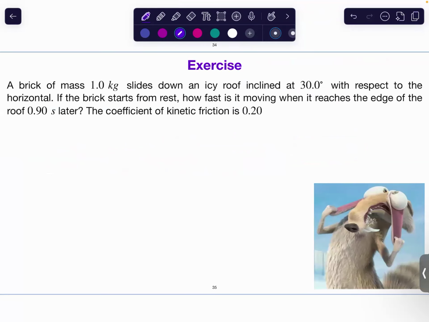So here we're going to be looking at Newton's laws with an object on a slope. A brick of mass 1 kilogram slides down an icy roof inclined 30 degrees. Let's see, if the brick starts from rest, how fast is it moving when it reaches the edge of the roof 0.9 seconds later? The coefficient of kinetic friction is 0.2. Okay, so.